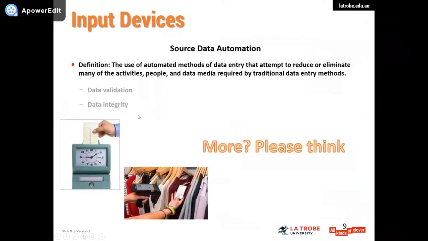So what is source data automation? That's the important part. We should know the definition and in which scenario we can use source data automation to improve efficiency. I guess you have discussed that in your tutorial, so you probably still remember that. So that's the important part. Then it's the output.